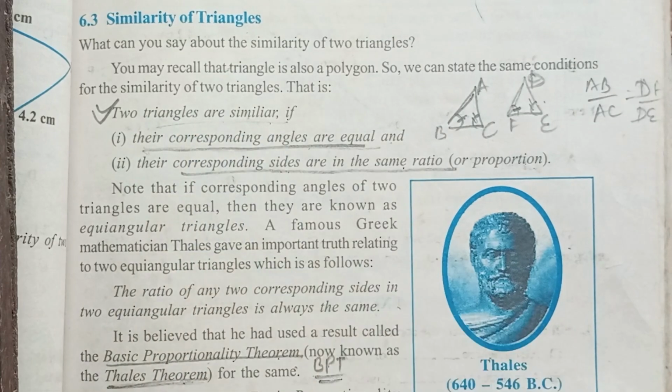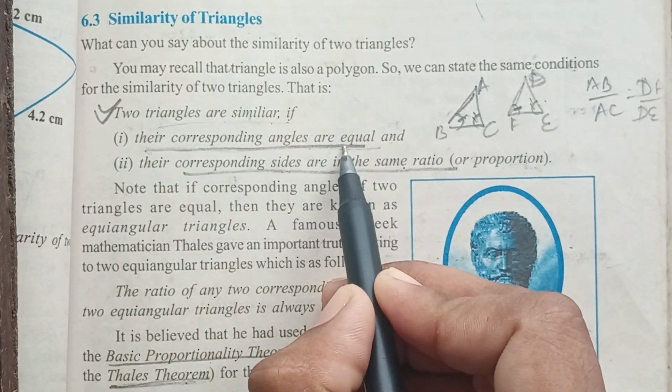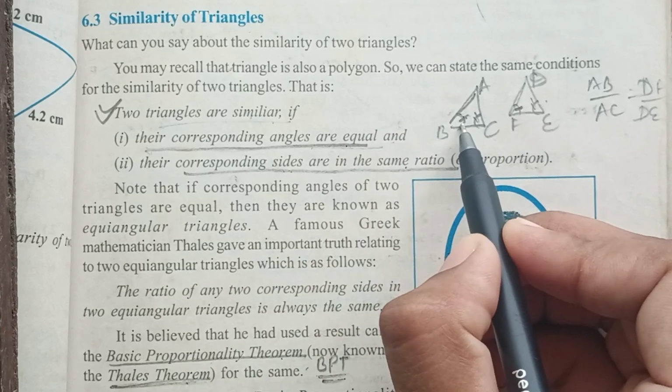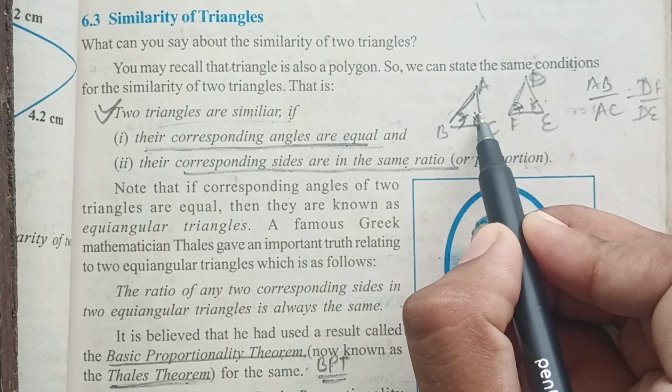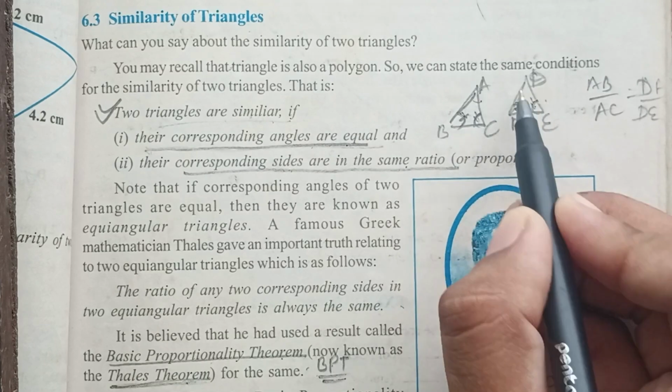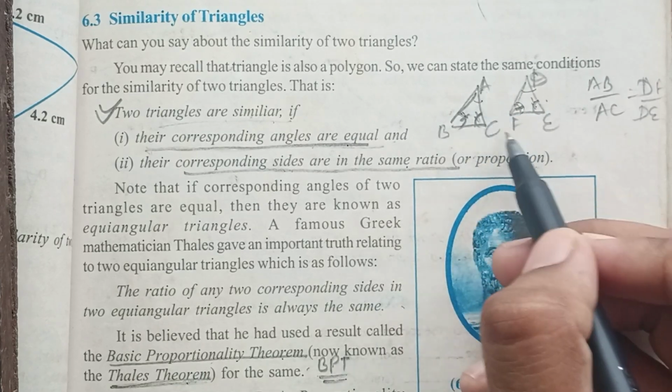Two triangles are similar if, at the very first, their corresponding angles are equal. Angles should be equal. For example, these are the two triangles, then this angle should be equal to this, this angle should be equal to this, and this equals this. All the three angles should be equal and the sides should be in proportion.